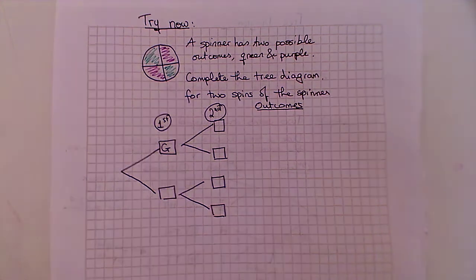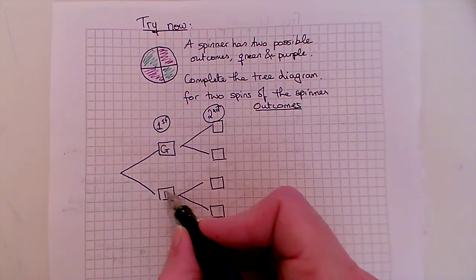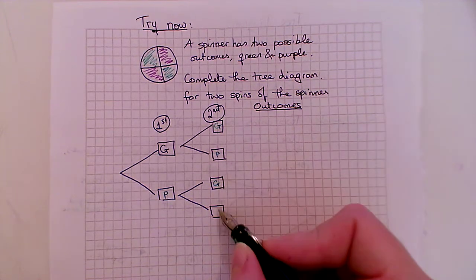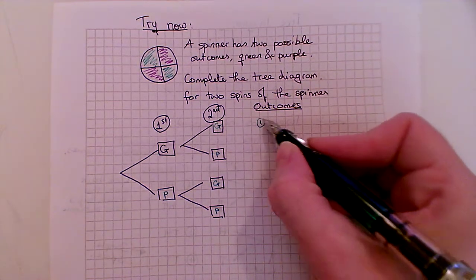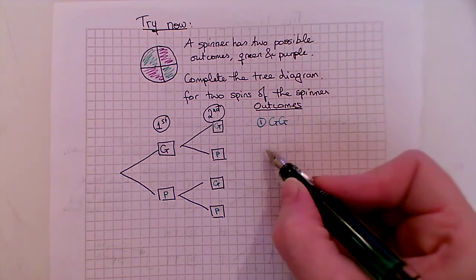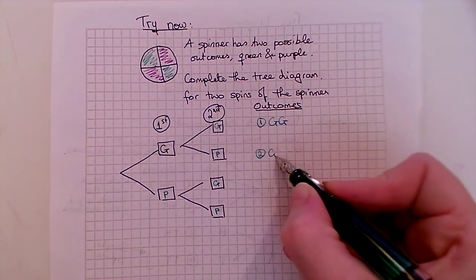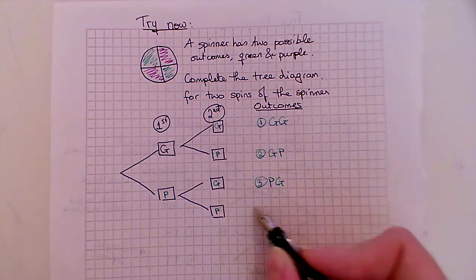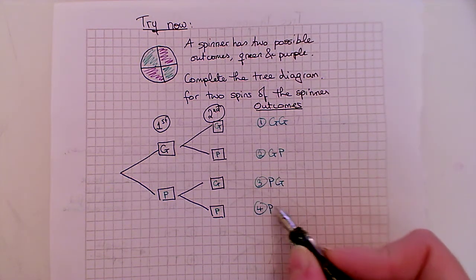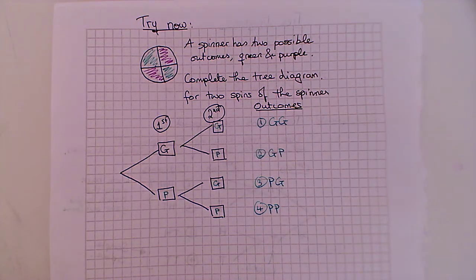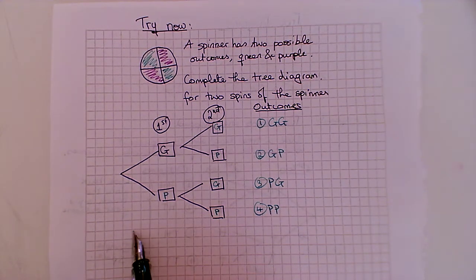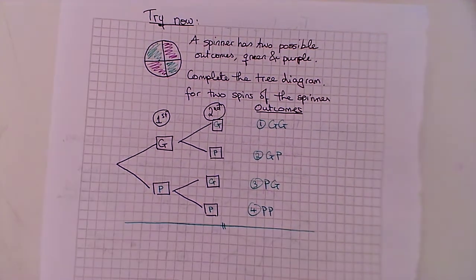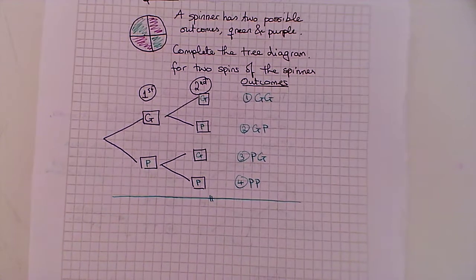Okay, great. So, of course, we would have had green or purple, green or purple, green or purple, and then the list of the outcomes: green followed by green, green followed by purple, purple followed by green, and purple followed by purple. Okay, so that's tree diagrams, and on Monday I will give you some homework on it, and hopefully you feel fairly confident with it.